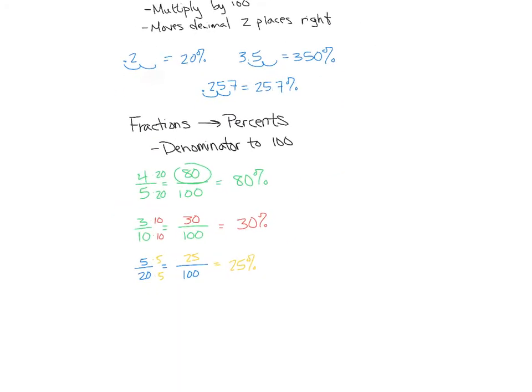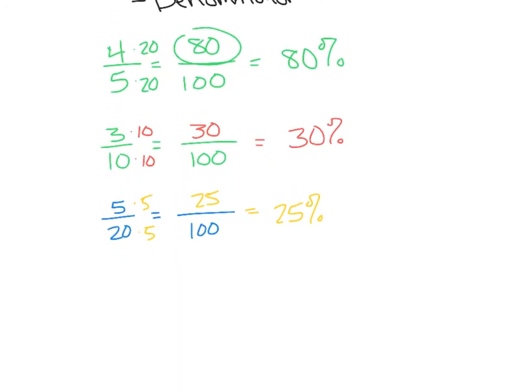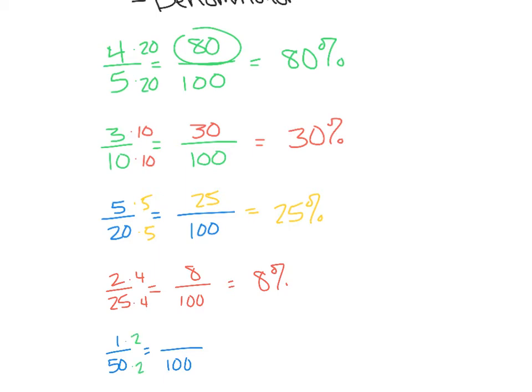And we can do that with 2 other numbers. We can do that with 2/25, because 25 goes into 100 evenly 4 times. So we multiply that by 4, multiply the 2 by 4, and get 8, which means our percent's 8%. And then we could do 50, so 1/50 equals 2 times 50 is 100, so 1 times 2 is 2, so our percent's 2%.